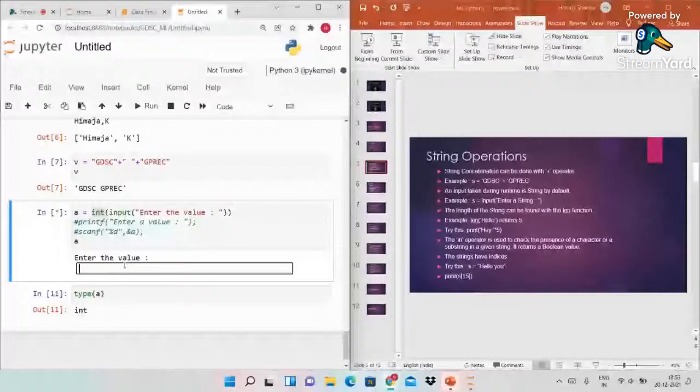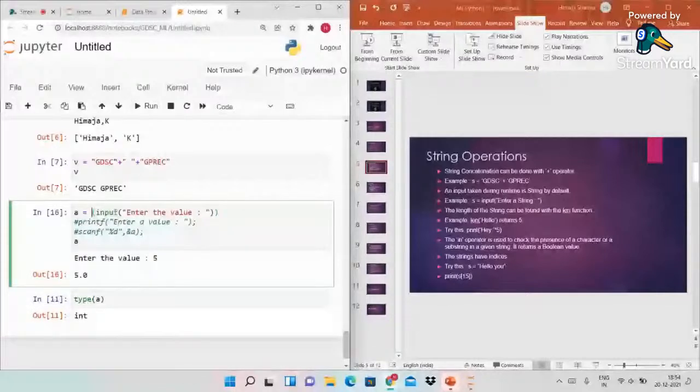You don't have to write integer only, you can convert it to float also, something like 5.0. Let's write float with some floating point value, 5.6. And of course the type also will change based on how we are typecasting it, not based on what sort of input we are giving. So that is a simple thing that you need to remember.